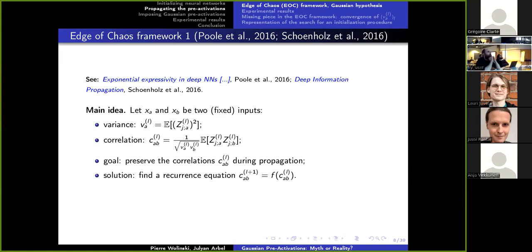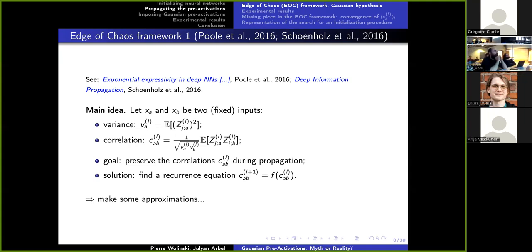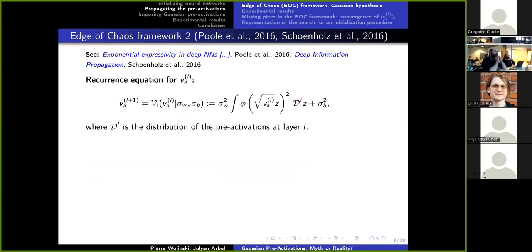So the solution found by Poole and Schoenholz was to find a recurrence equation allowing for computing CAB of L plus 1 as a function of CAB of L, and then study the function f and understand at which condition CAB of L is independent of L. But first, some approximations should be made. So in the recurrence equation for VA of L, the variance, I won't explain exactly the meaning of this equation, but the main thing to have in mind is that there is an integral over the preactivations at layer L.